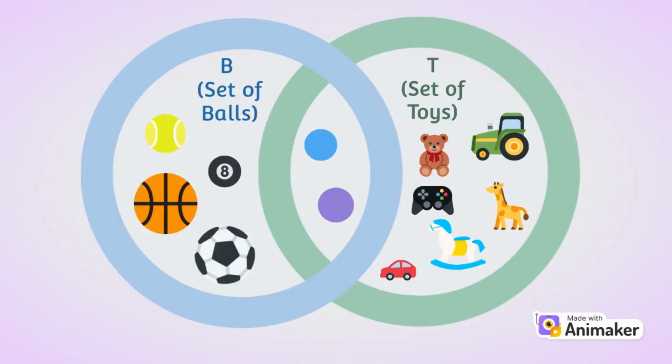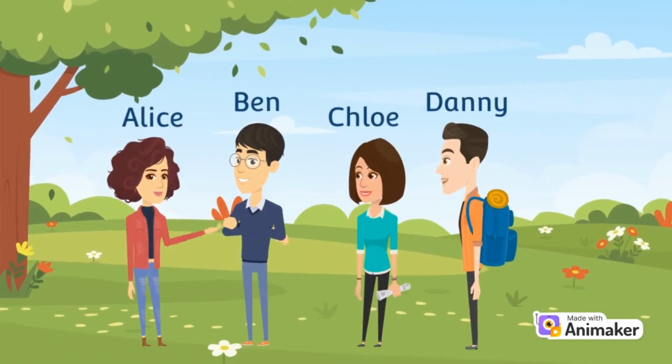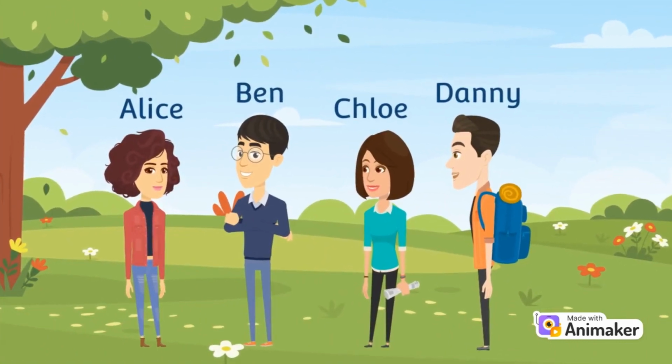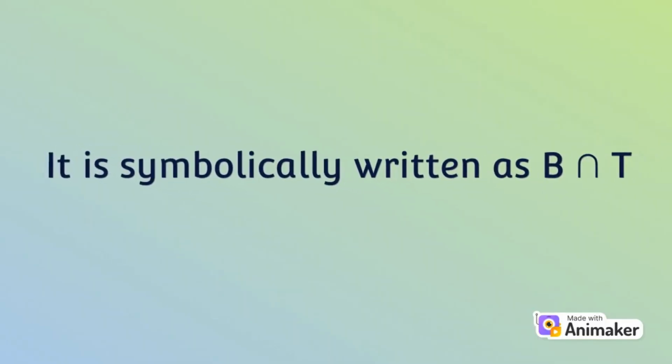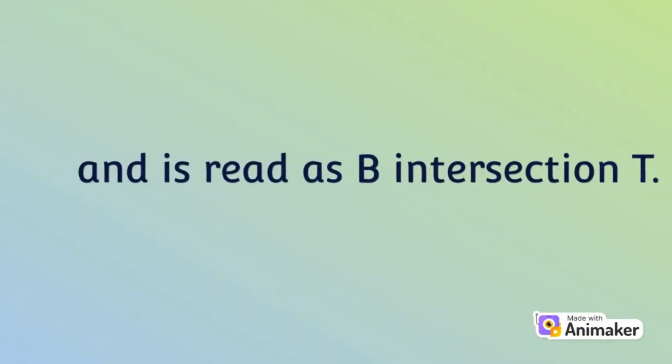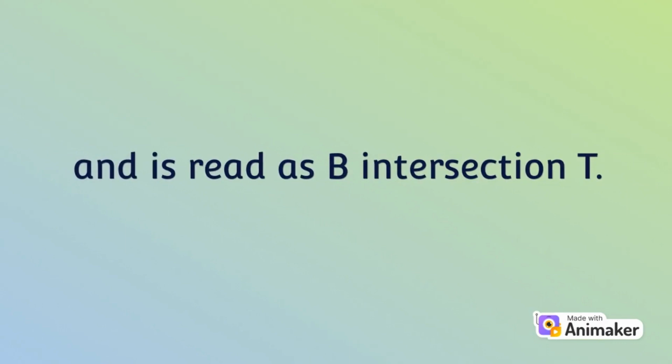As they drew the Venn diagrams, they noticed something interesting. "Hey, look! The balls in the overlapping part are present in both sets." "Yes, that's called the intersection of 2 sets. It's like finding common ground between the sets. It is symbolically written as B ∩ T and is read as B intersection T."